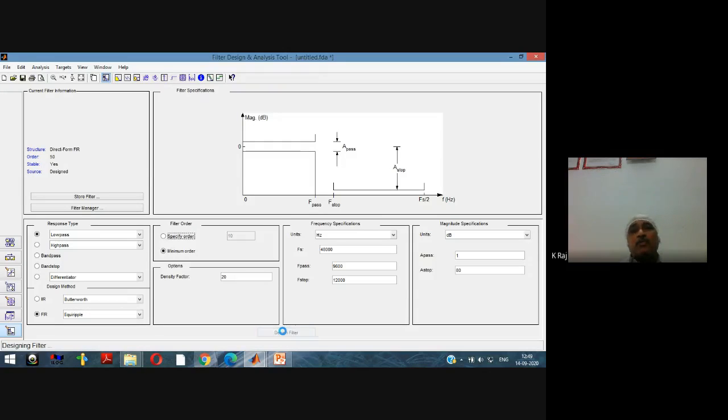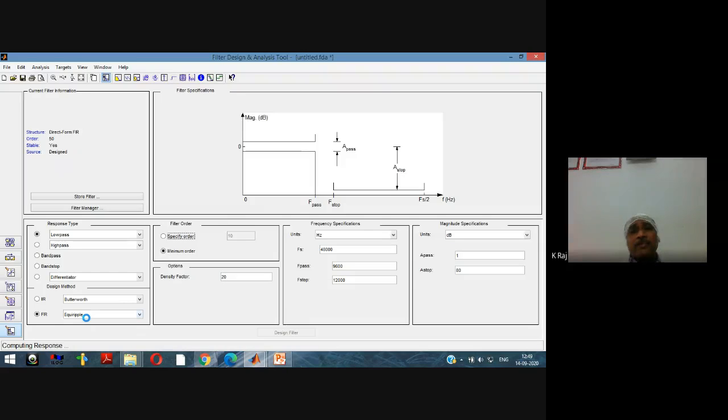And when we design the filter, what is happening? Using the method which we have selected here, for example the equiripple type of approximation, your computer, with the use of this MATLAB, is trying to design the filter so that we can analyze the performance of the designed filter.